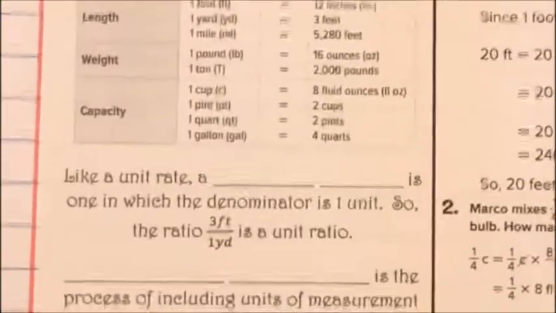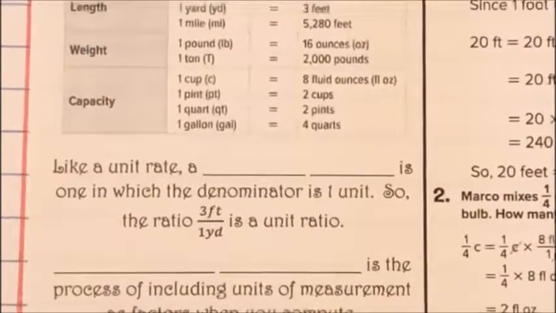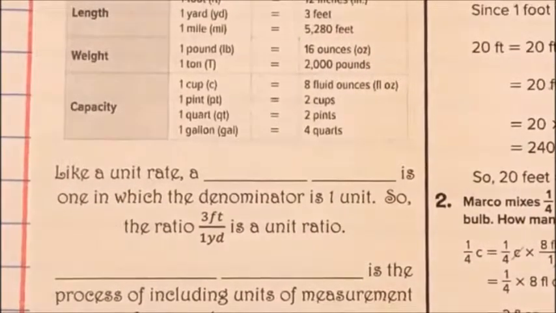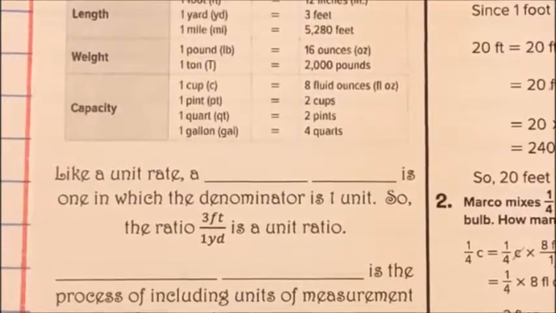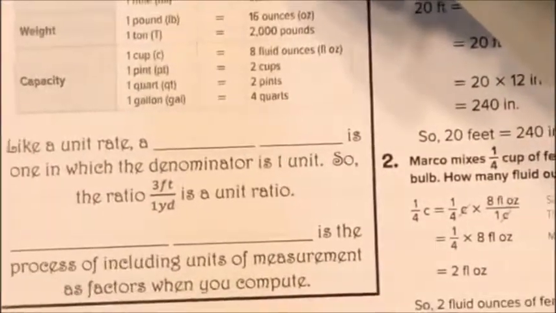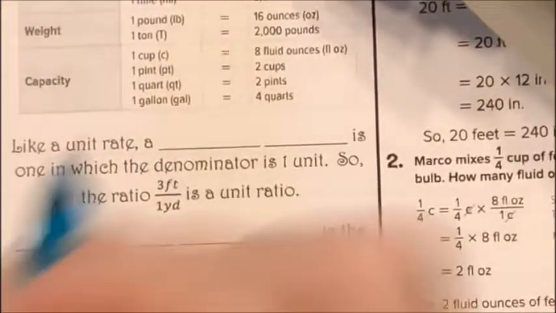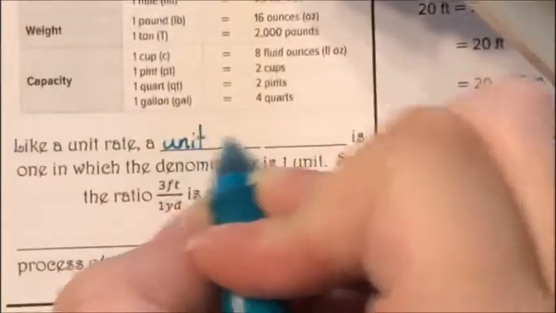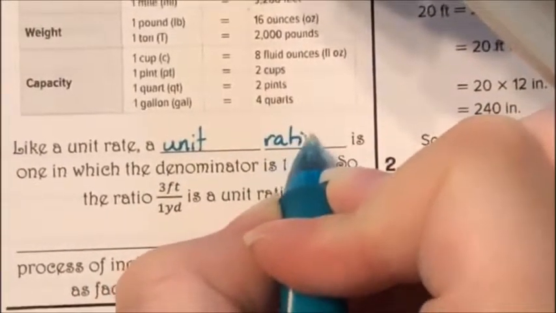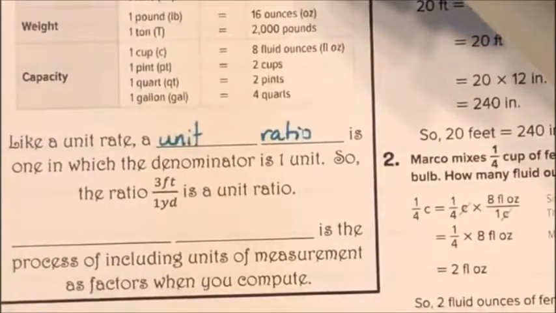Okay. So, like a unit rate, a blank blank is one in which the denominator is 1 unit. So in this blank, you're going to write unit ratio. Okay, so a unit ratio is one in which the denominator is 1 unit. So the ratio 3 feet over 1 yard is a unit ratio.